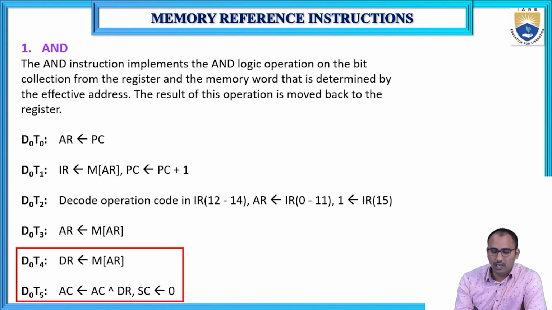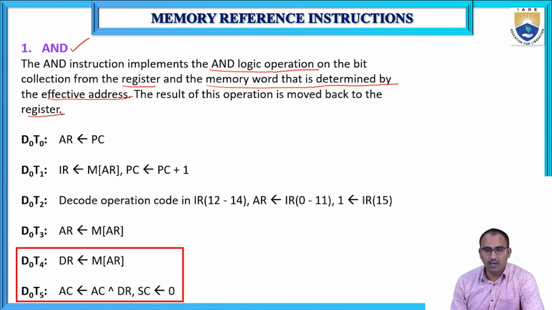So the first one is an AND operation. The AND instruction implements the AND logic operation on the bit collection from the register and the memory word determined by the effective address. The result of the operation is moved back to the register. So here the instruction we are performing is the AND.